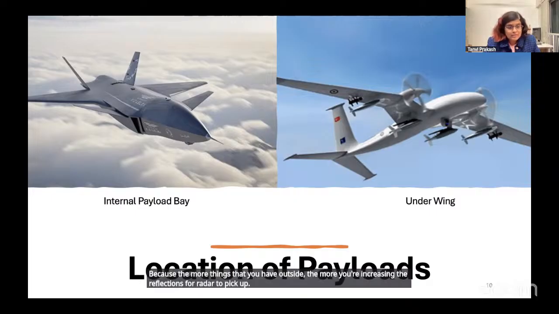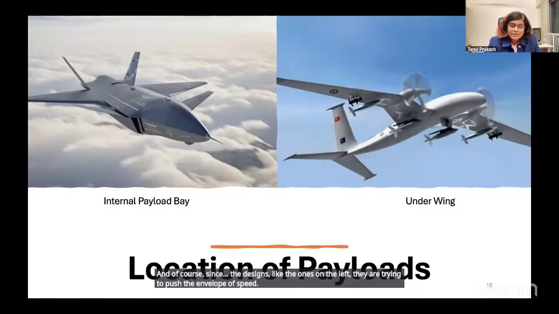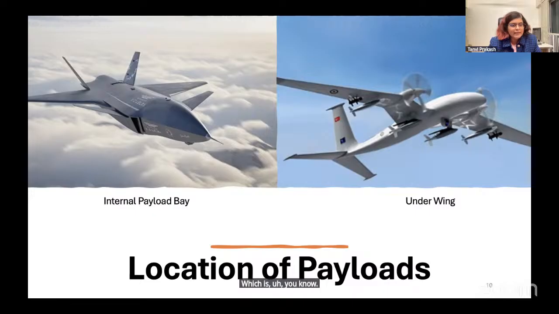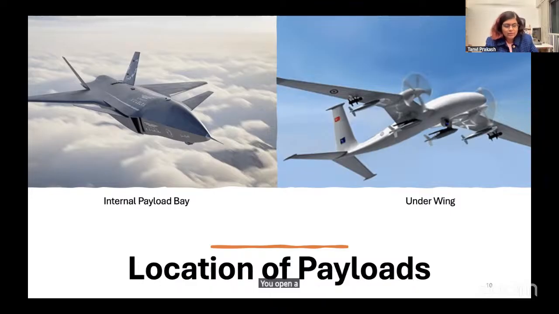And of course, since the designs like the ones on the left are trying to push the envelope of speed, it's always better to minimize your drag by having as few external payloads as possible. You want a smooth, sleek shape, which is aerodynamically efficient. And all the other payloads are accommodated inside. When you want to release a payload, you open a hatch, release the payload, and then close the hatch again and fly off.